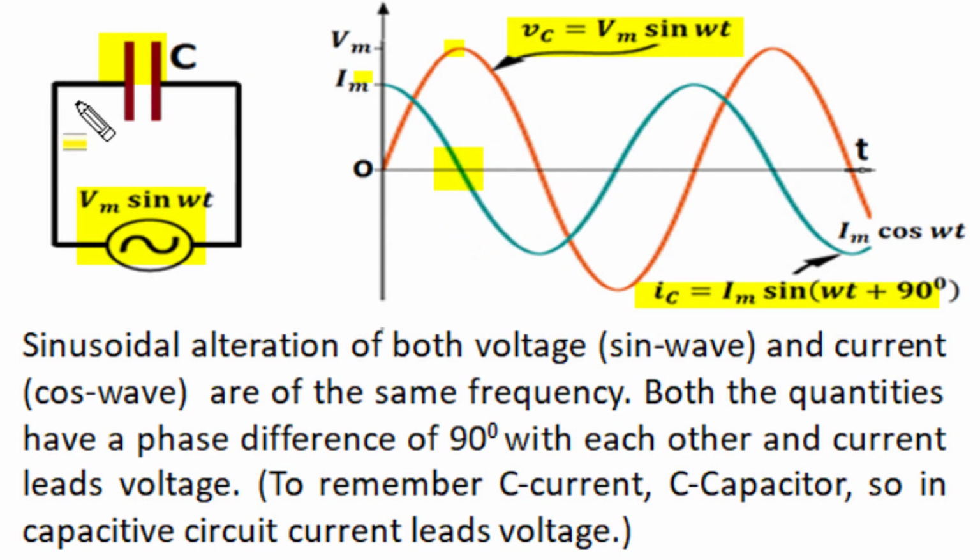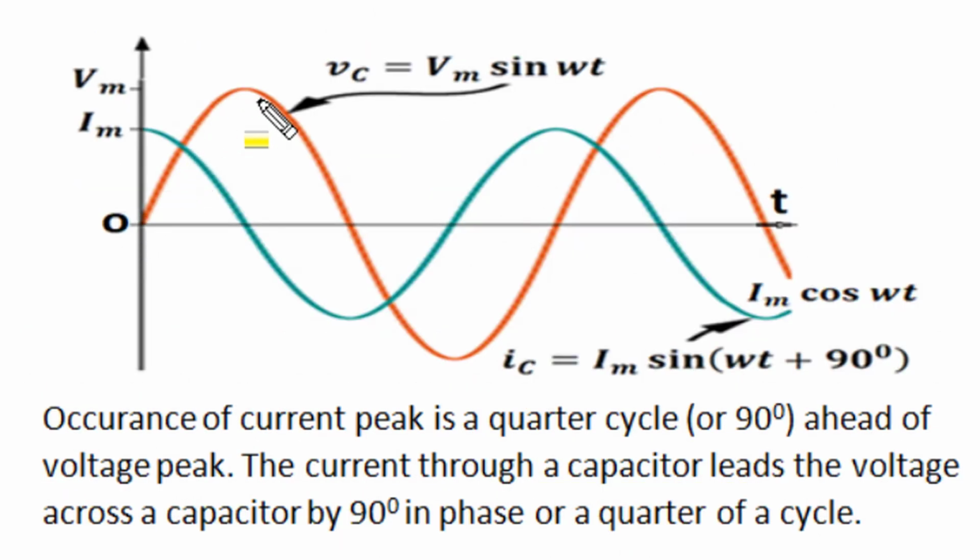And as told earlier, it is quite easy to remember that current leads in a capacitor, because both current and capacitor start with the identical spelling C. That means in a capacitor, current leads. When a standard reference sinusoidal voltage is applied across a capacitor, it starts with 0 instantaneous magnitude at t equal to 0, and at that very instant current starts with positive peak value, and the peak of current leads the peak of voltage in time or phase by 90 degrees, as is clear from this wave diagram.